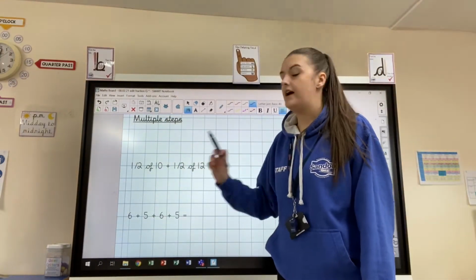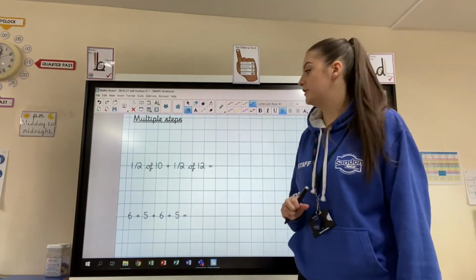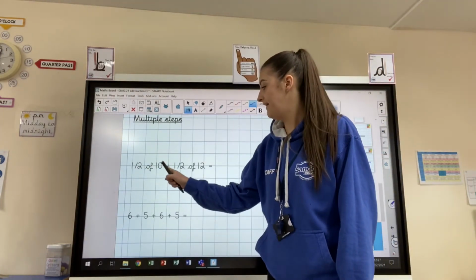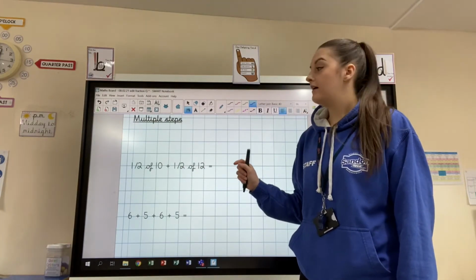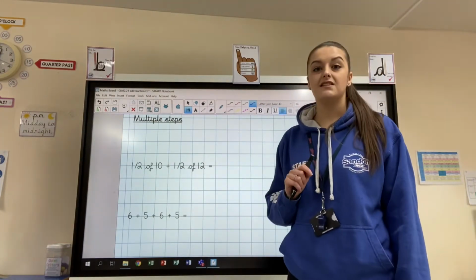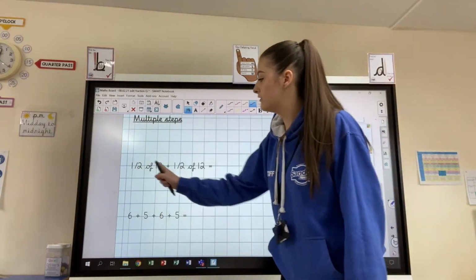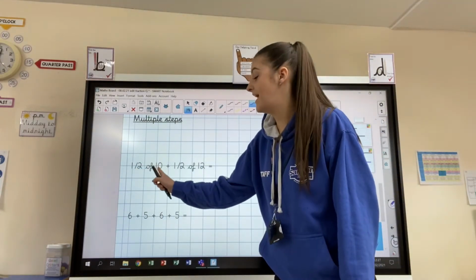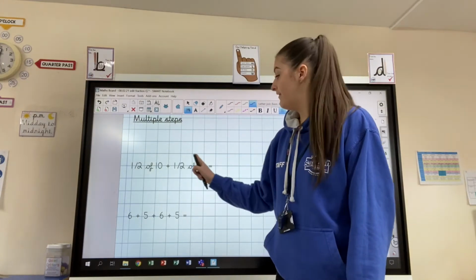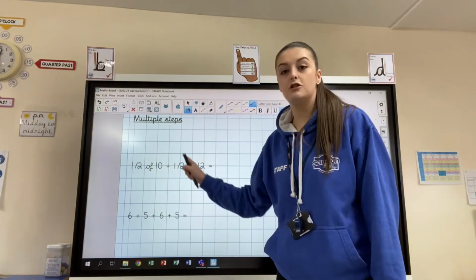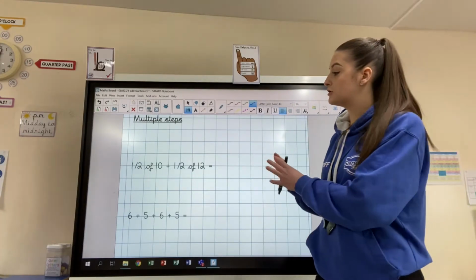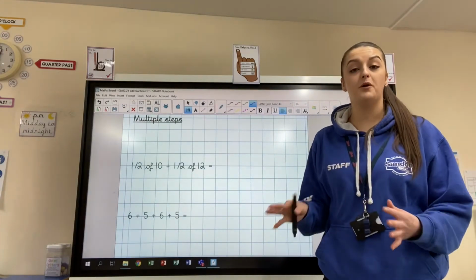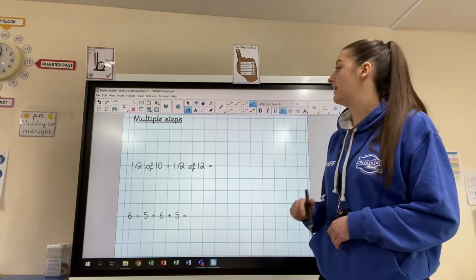You can see here I've got more than one thing I need to do. I've got half of 10 add half of 12 equals. Now I've definitely got at least 3 steps there, so if we have a look, I've got to find half of 10, then half of 12 and add them together. That's 3 separate things. So remember, you can use your book to show your working out, or even use your purple book to keep track of your calculations.